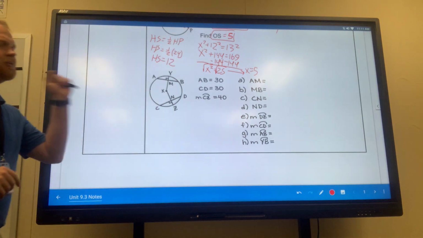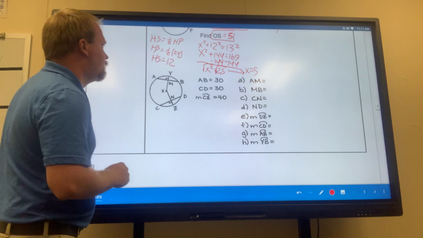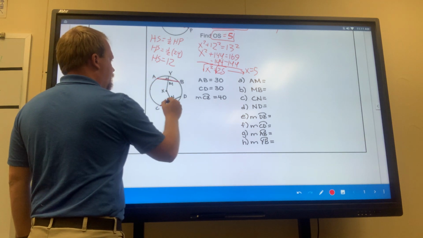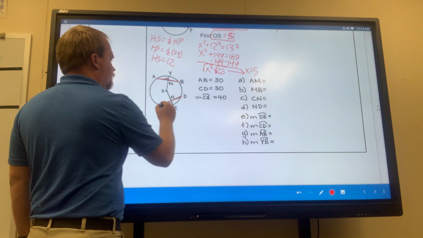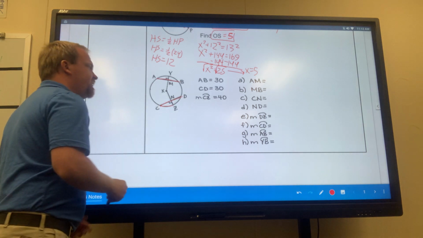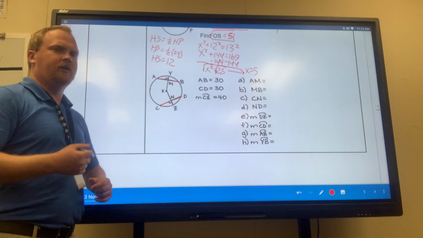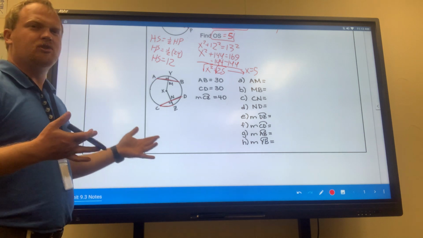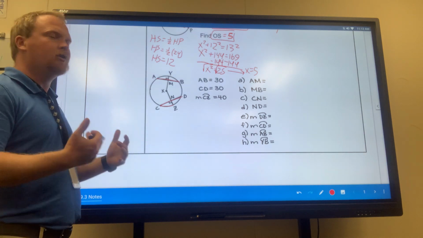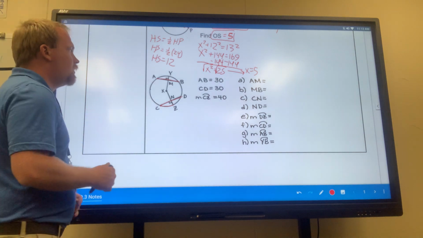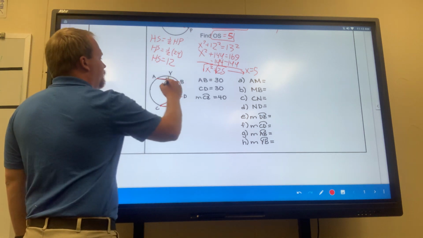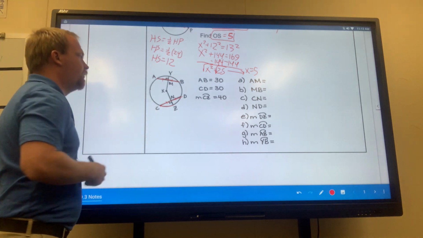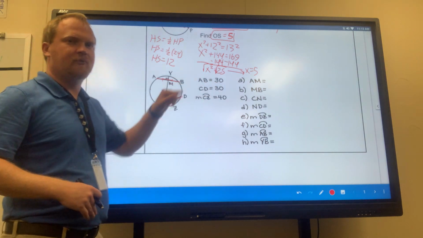Now, going back to this new problem. AB is 30, CD is 30, and the arc CZ is 40. So we want to be able to find these, which, if you really look at it, is going to be pretty simple. Well, I know that it's perpendicular, so I know these are bisected. And by the way, they both happen to be the same.